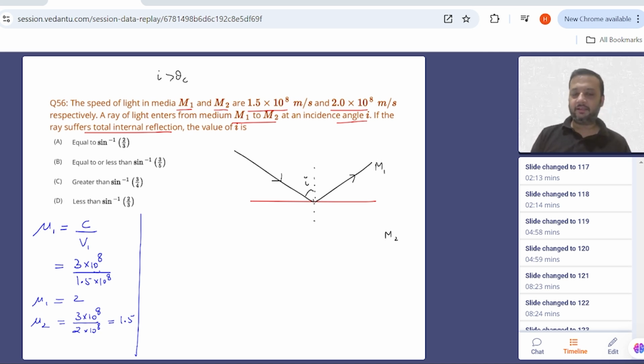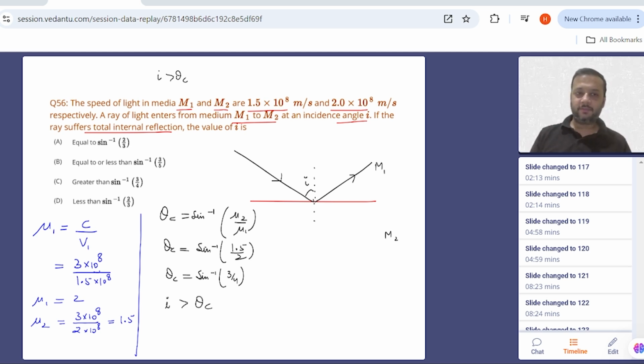If you find the critical angle over here, we know that theta critical for a given pair of media is defined as sine inverse of the smaller refractive index upon the larger refractive index. That means theta critical is simply sine inverse of 1.5 by 2, which is 3 by 4. Hence we can say that the angle of incidence must have been greater than the critical angle. So I must be greater than sine inverse 3 by 4. So option C must be the correct answer for this question.